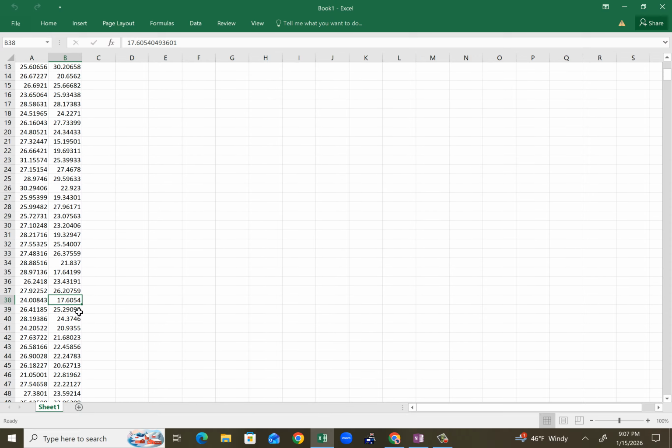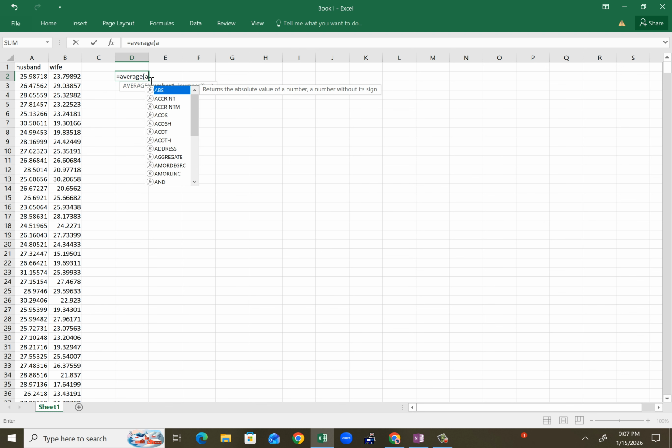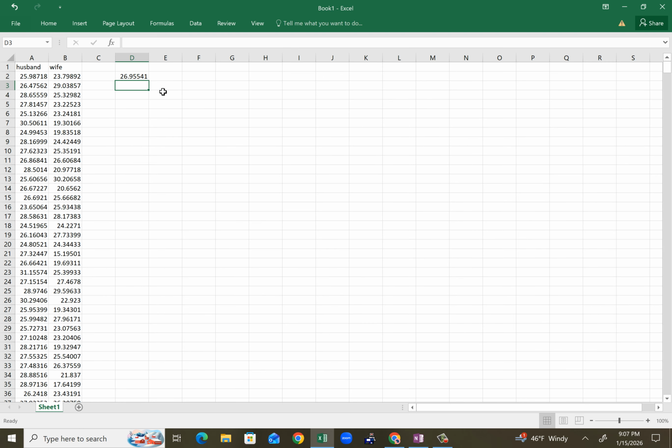Anyway, there it is. So we said if you were to do equals average for A2 colon A1001, that's the average for the men. We said it was supposed to be 27. The population was supposed to be. Notice that my sample of 1,000 gives 26.955. Well, that's about as close to 27 as the guy's going to get. Now, theoretically, if I drag this over, it took the latest. Yes, there it is. Perfect.